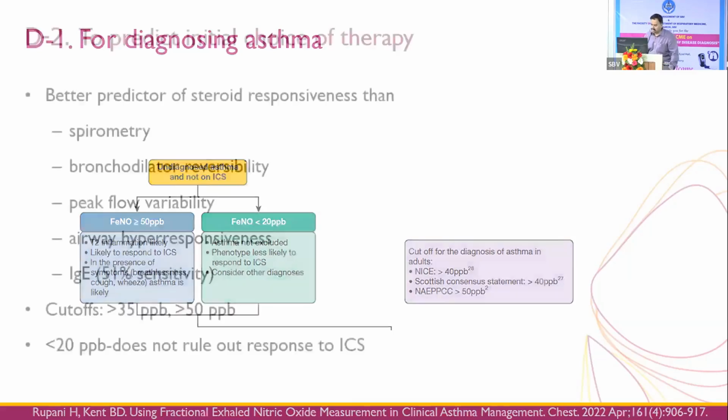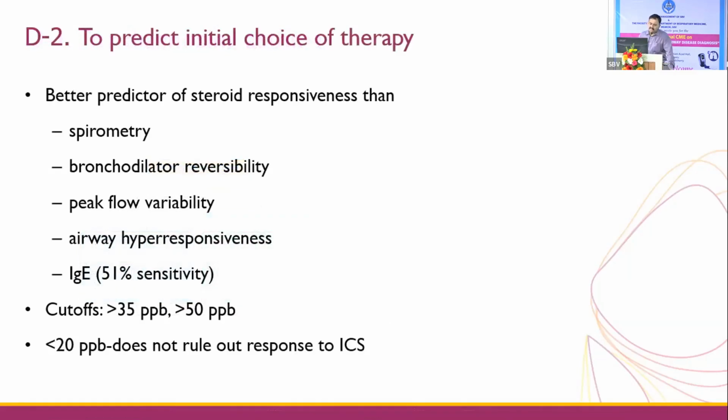So that is important. The second point about FeNO is to predict the initial choice of therapy. So when somebody is treatment naive and you made a diagnosis of asthma based on spirometry and symptoms, then what would your first choice be? If the FeNO is high, then obviously it makes sense to give inhaled corticosteroid. But it's also important to remember that a FeNO less than 20 does not rule out response to ICS. So if they are treatment naive, you still need to treat them with inhaled corticosteroid. But if they are not responding to that, then there's a strong case of looking at other comorbidities for T2 low asthma.